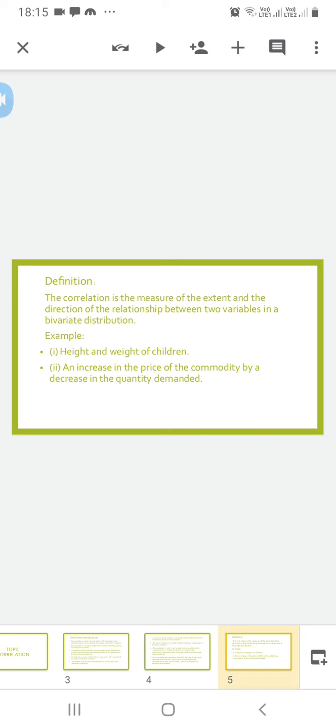Definition. Correlation is the measure of the extent and the direction of the relationship between two variables in a bivariate distribution. Example, height and weight of children. An increase in the price of a commodity leads to a decrease in the quantity demanded. So with the help of correlation, we can measure the degree of relationship existing between the variables.